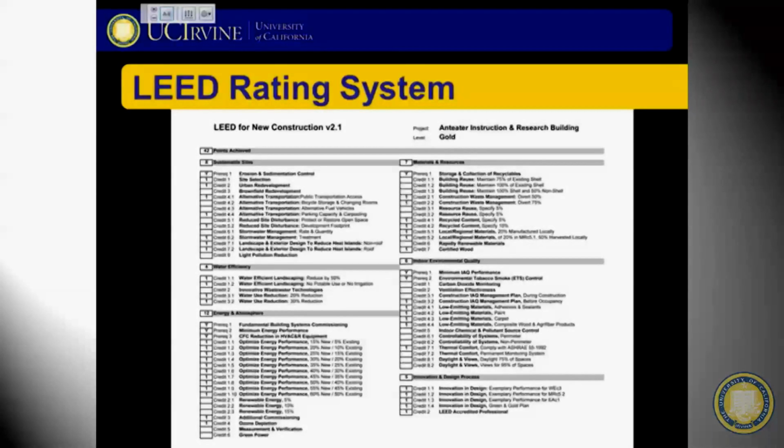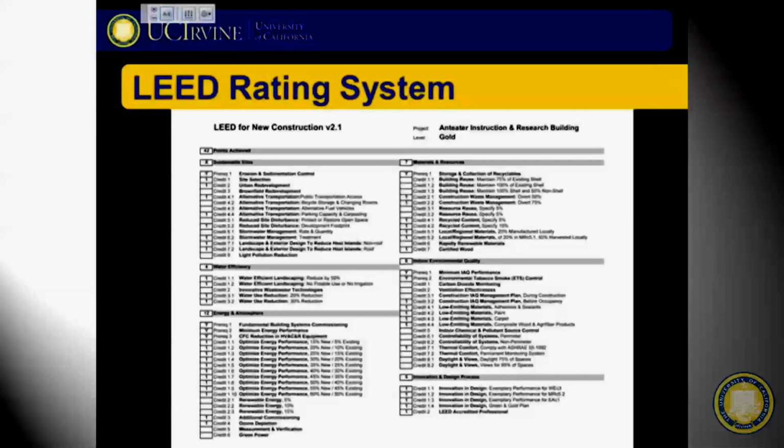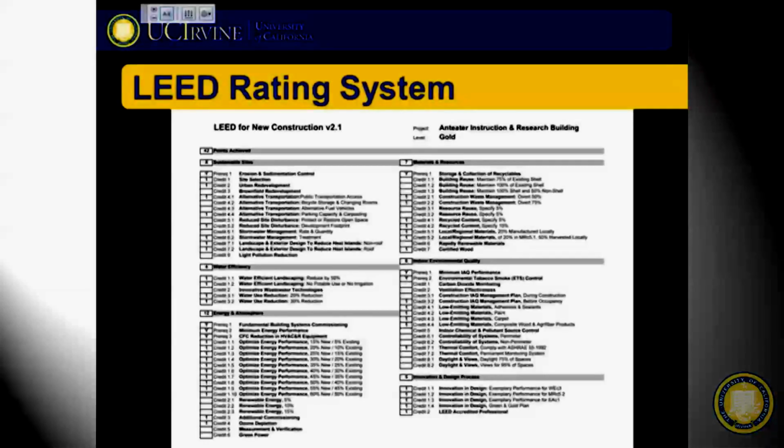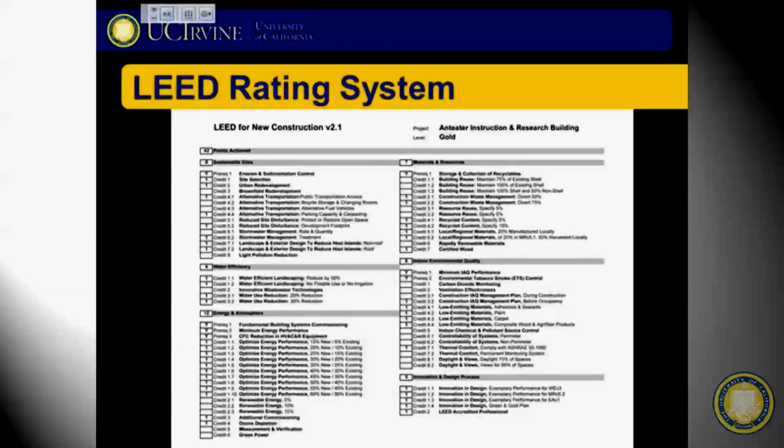Here you see a LEED scorecard. This is for the Anteater Instruction Research Building, which is right over here. This project was our second building to achieve LEED Gold. But basically, we achieved 42 points, which was 2 points more than was needed for gold.